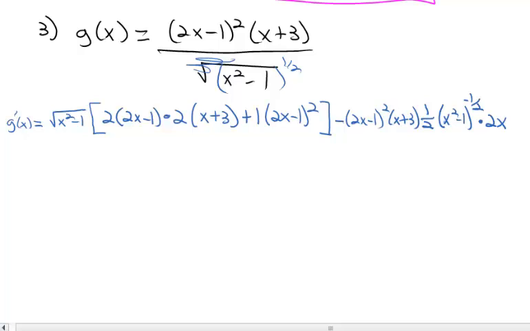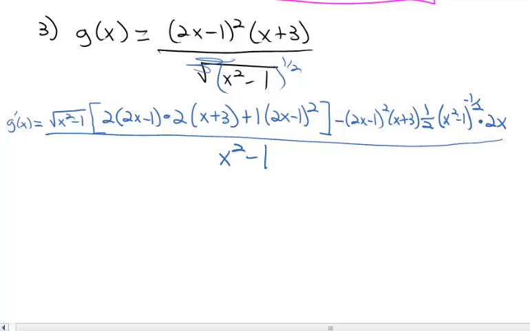Low d high minus high d low, square the bottom. So here we go. We're going to square the bottom. What happens when we square a square root? When we square a square root, the square root is gone. We're just left with x squared minus 1.